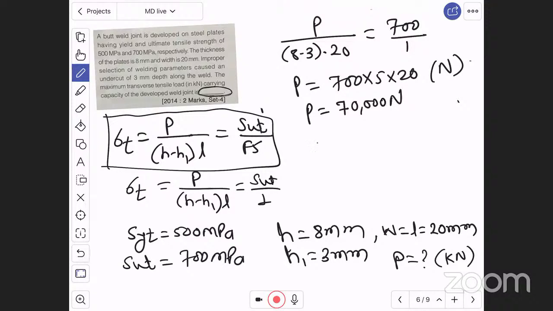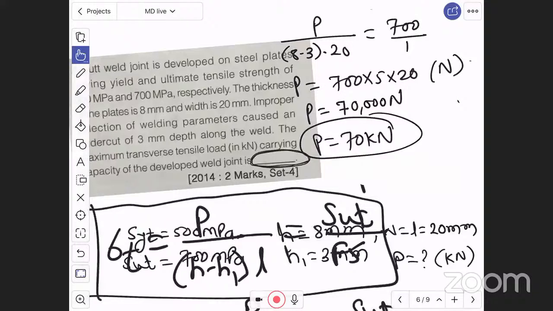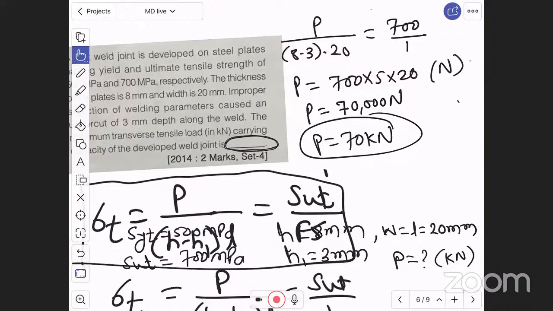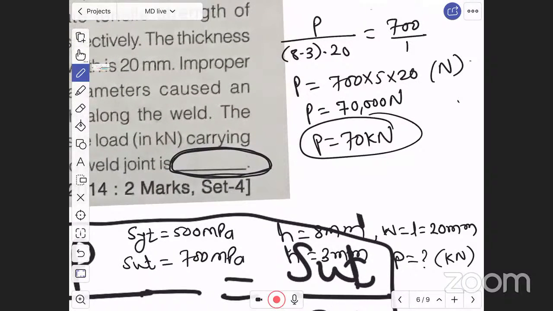It is 70,000 Newton. Therefore, P is equal to 70 kilonewton. Therefore, in fill in the blanks, you have to type 70 kilonewton. In fill in the blanks, here, in this bracket, they are asking what is the maximum load in kilonewton. Therefore, in this bracket, you have to type 70.